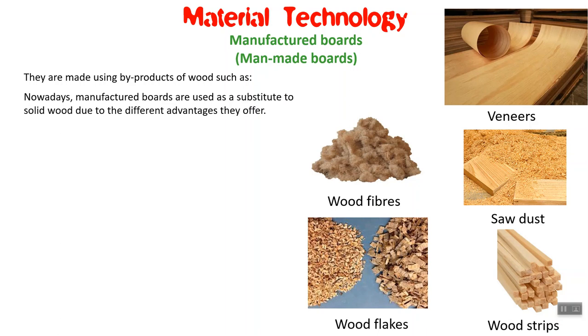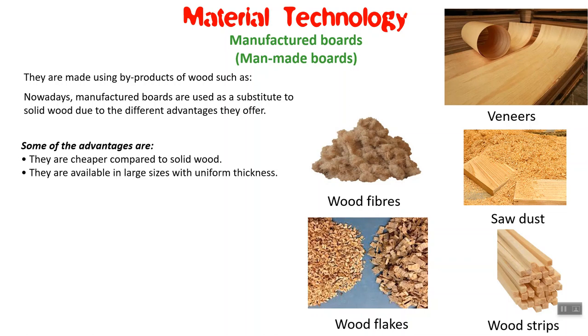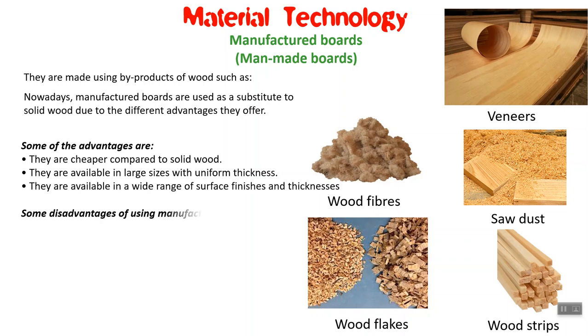Nowadays, manufactured boards are used as a substitute to solid wood due to the different advantages they offer. Some advantages of manufactured boards are they are cheaper compared to solid wood. They are also available in large sizes with uniform thickness. They are available in a wide range of surface finishes and thicknesses.